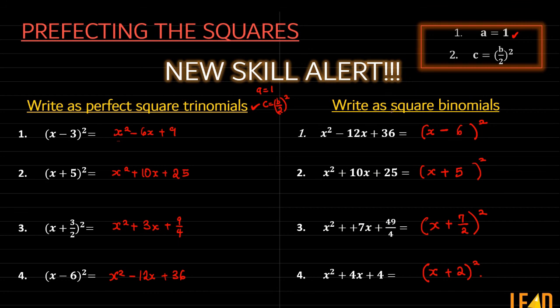The next thing we said is, once you know it's a square of a binomial, how do you write it as that? We said you just do basically x plus b over 2 all squared. So once you show it's a perfect square trinomial, you can write it as a square binomial by doing this.